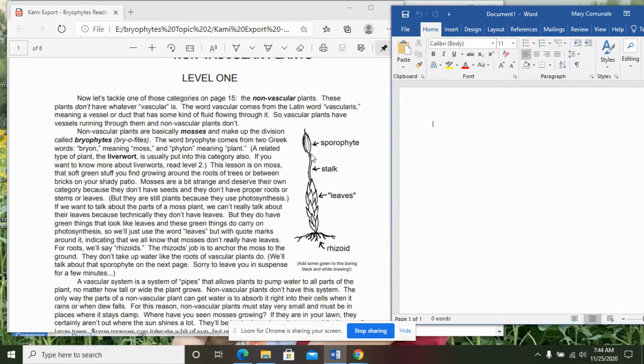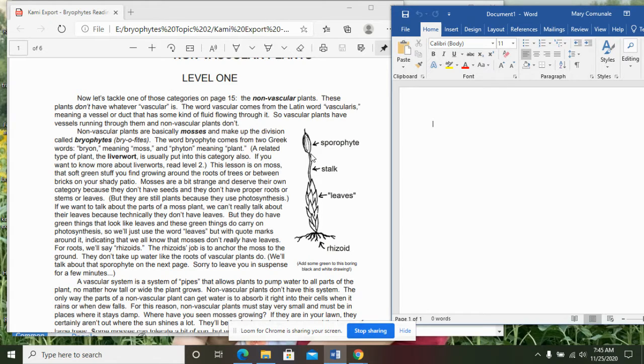So now let's tackle one of those categories on page 15, the non-vascular plants. These plants don't have whatever vascular is. The word vascular comes from the Latin word vascularis, meaning a vessel or duct that has some kind of fluid flowing through it. So vascular plants have vessels running through them, and non-vascular plants don't. Non-vascular plants are basically mosses and make up the division called bryophytes. The word bryophyte comes from two Greek words, bryon meaning moss and phyton meaning plant. A related type of plant, the liverwort, is usually put into this category also.